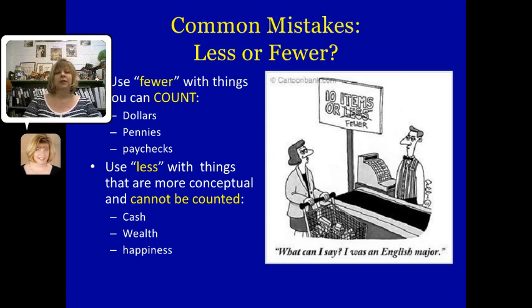But less is used with something that's more of a concept, that's more of a general category that can't be counted. So how much cash do you have? You don't have 1 cash, 2 cash, 3 cash. How much wealth do you have? You can't count wealth in terms of 1 wealth, 2 wealths, 3 wealths. Happiness is a general concept. We say, I have less happiness than I had last year. But you can't count happiness as 1 happiness, 2 happinesses, 3 happinesses. So less is used with something that's a general concept that cannot be counted. Fewer is used with anything that you could actually count on your fingers, 1, 2, 3, 4, 5, 6, and have it make sense.